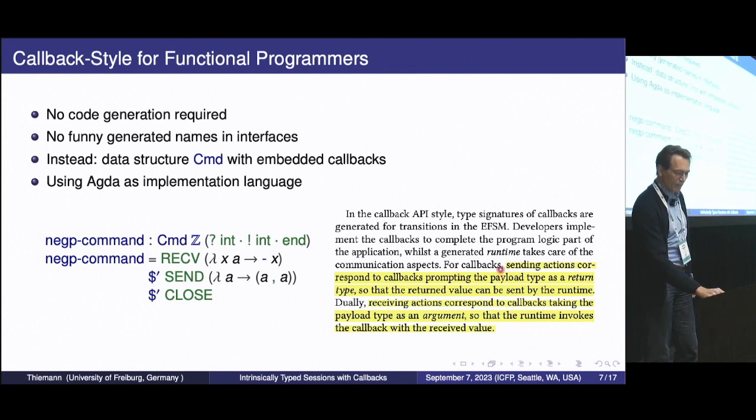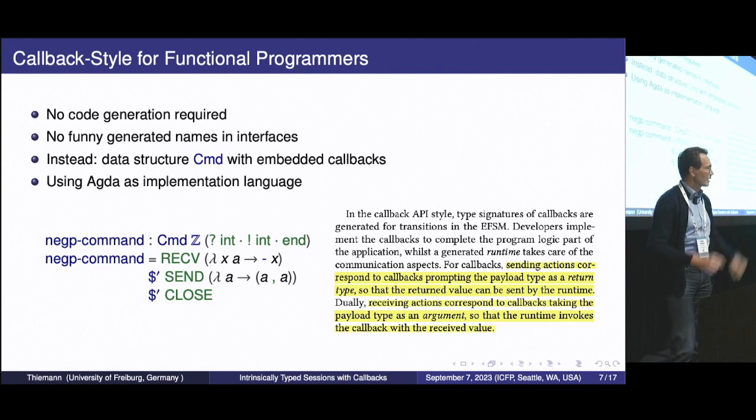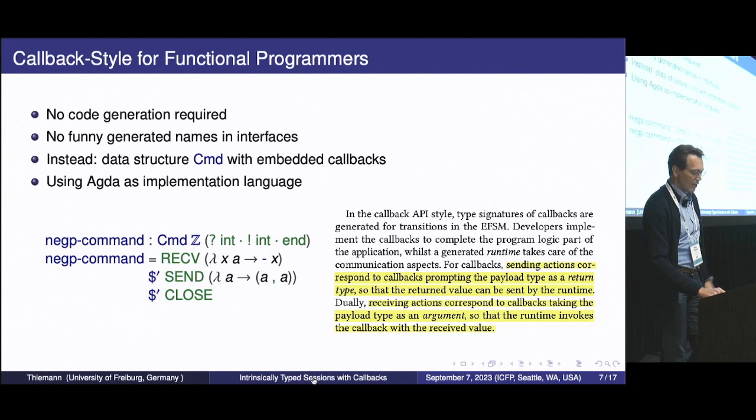So they say for callbacks, sending actions correspond to callbacks prompting the payload type as a return type, so that the return value can be sent by the runtime. The receiving actions correspond to callbacks taking the payload type as an argument, so that the runtime invokes the callback with the received value. And I'll show you in a minute what that looks like here. Well, here, let me just give you a brief one. Receive, well, we expect the value of the payload type to come in, so that value gets bound to X.